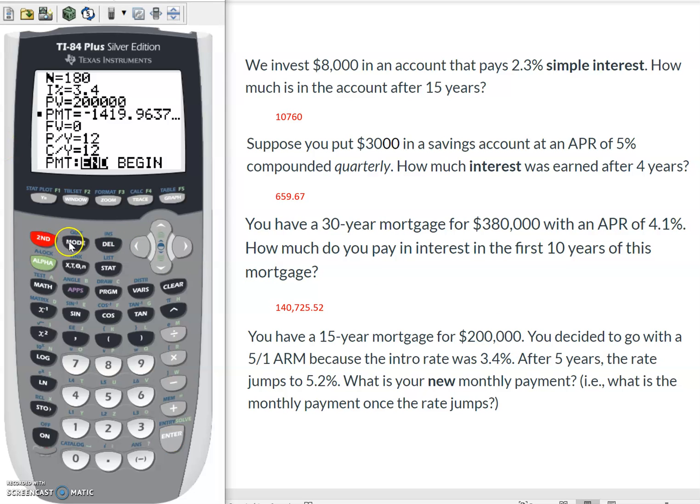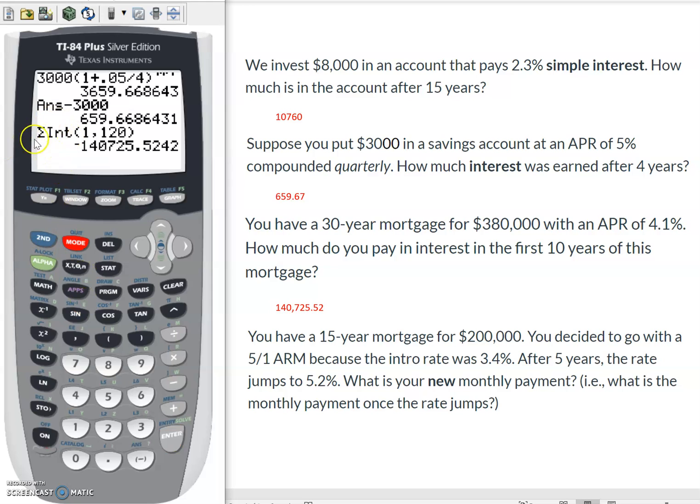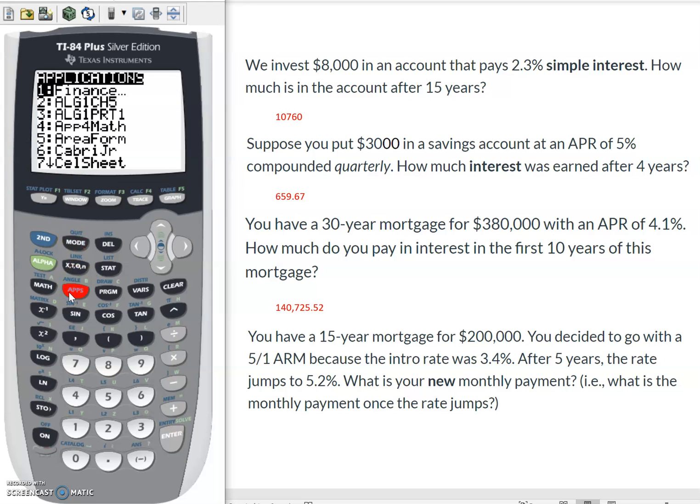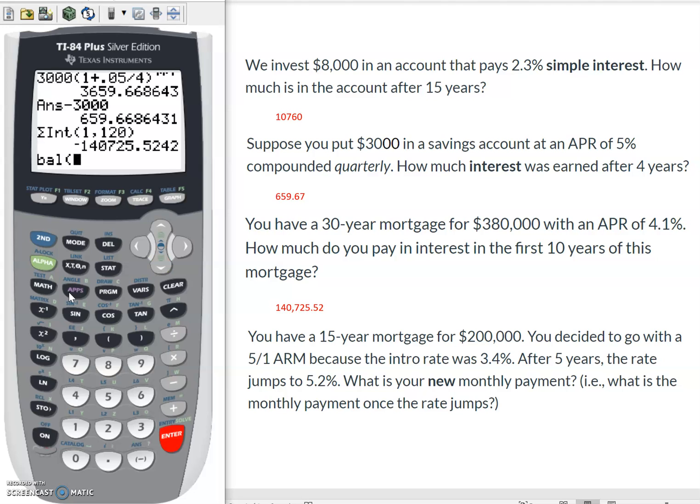This is another one of those functions that was tied in around the same time as the sum of the interest. So do apps, finance, and then again, instead of going to the solver, scroll down until you reach the balance function. The balance function does not have a starting and ending value. It's just an ending value. So we want to know 5 years in, so 5 times 12, or you might have already known that was 60. So after 60 payments, meaning after 5 years, here's the balance we still owe.